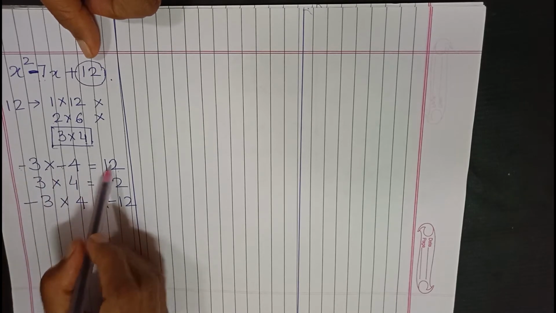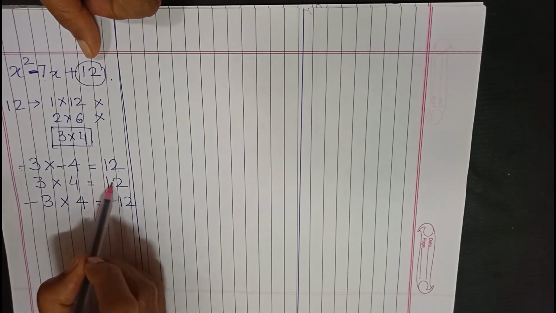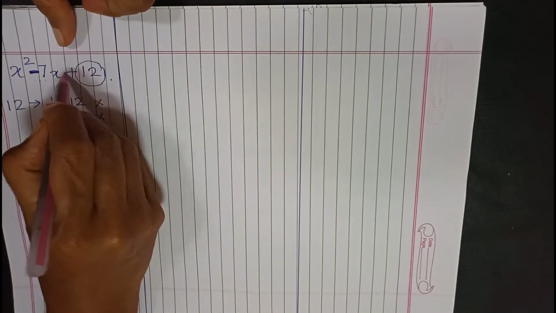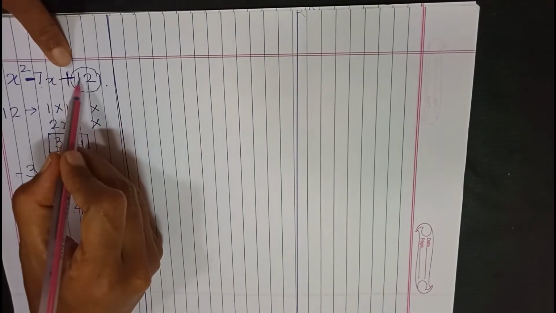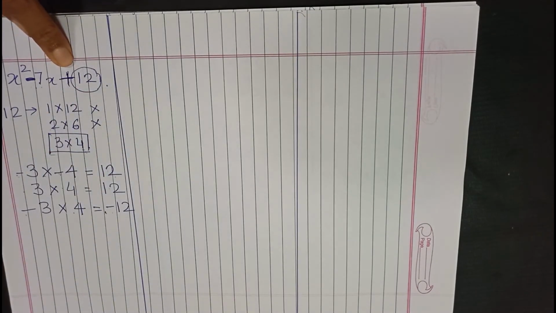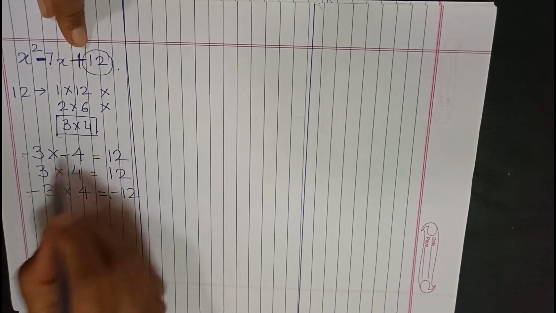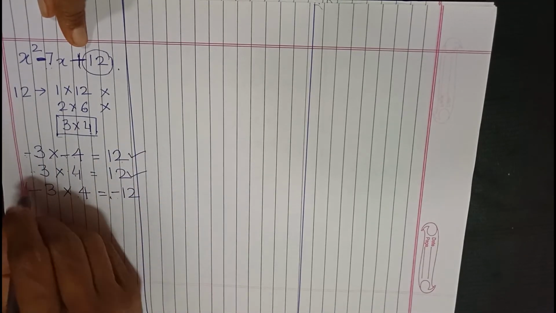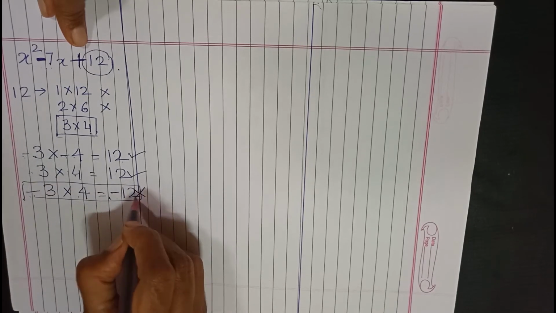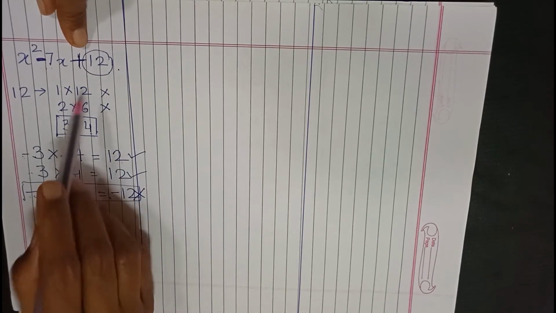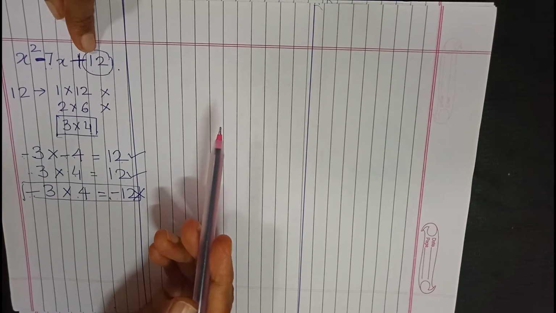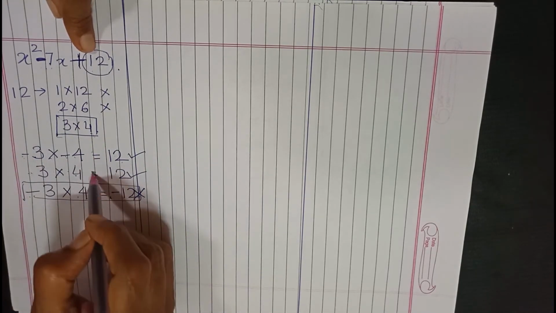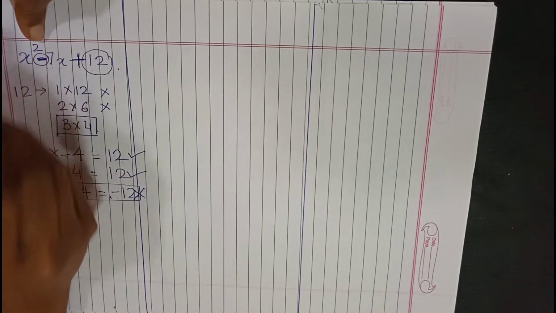Minus into minus is plus. Plus into plus is also plus and minus into plus is minus. Now here you can see the multiplication is a positive sign. That means either my 3 and 4 both can be positive or both can be negative. It cannot be one positive and one negative. So this is cancelled out. So that means I can take it as 3 into 4 or minus 3 into minus 4. Now how to decide which to take will be decided by this center sign.